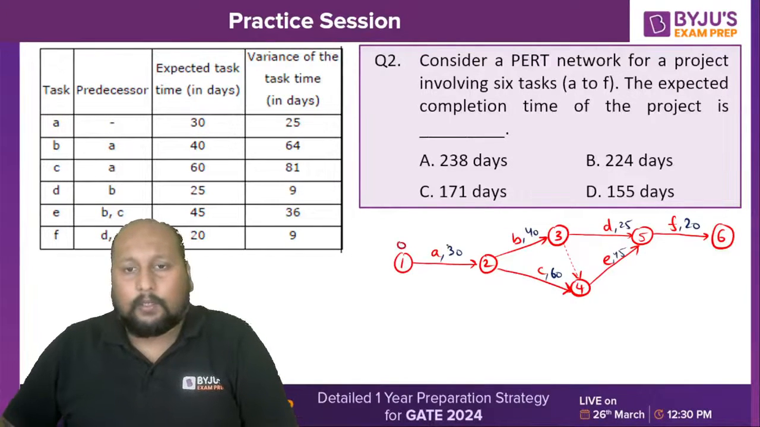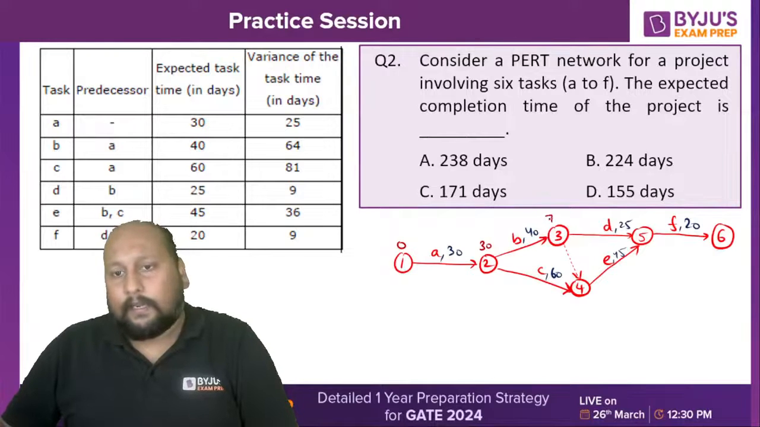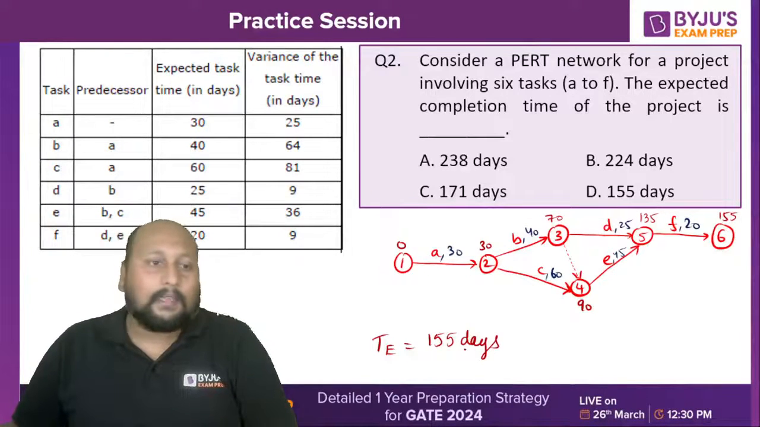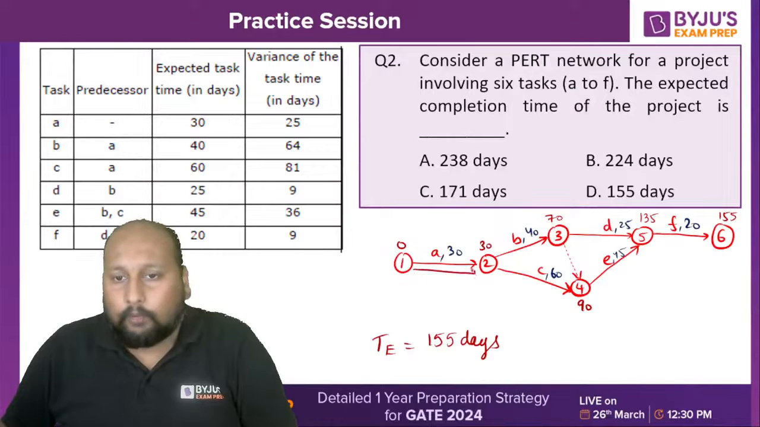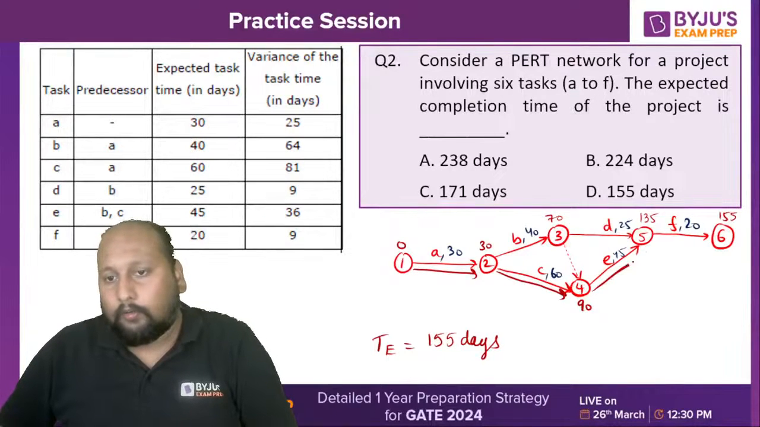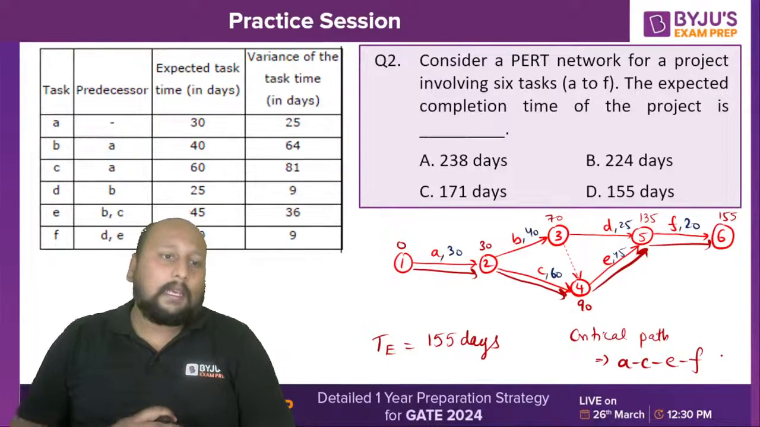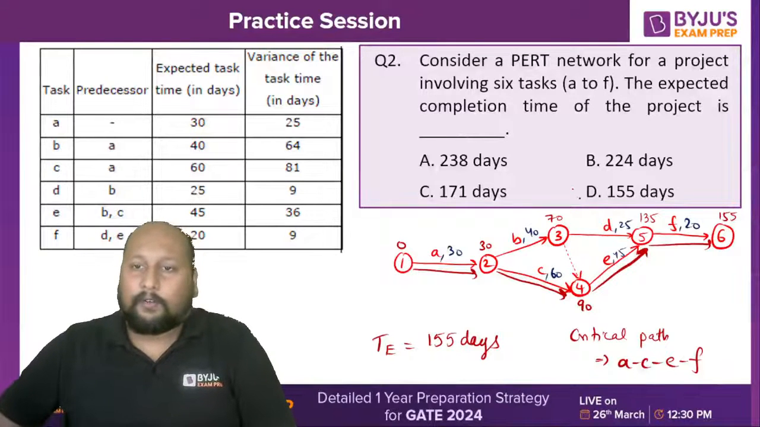So let's start from 0. This is 0. This is 30. 30 plus 40 is 70. 30 plus 60 is 90. Right? So 90. This will be 95. This will be 135. 155. Okay, so the expected time of completion of the project is 155 days, and the critical path that we are getting is nothing but ACEF. ACEF is the critical path. And the final answer is 155 days.